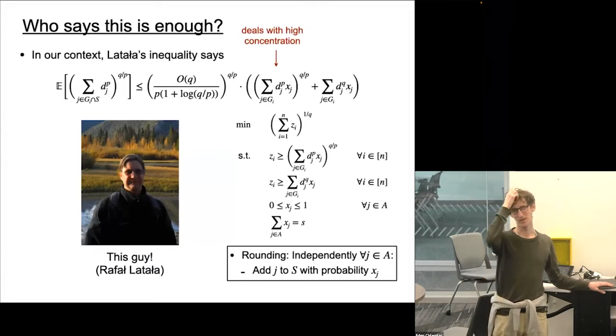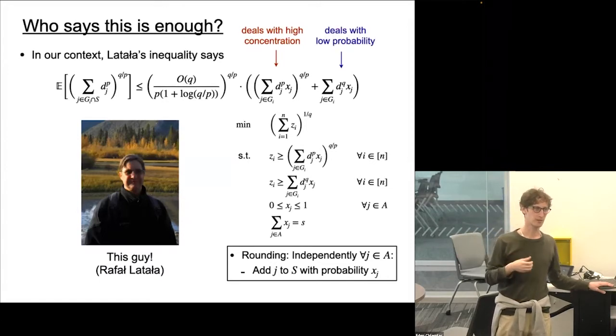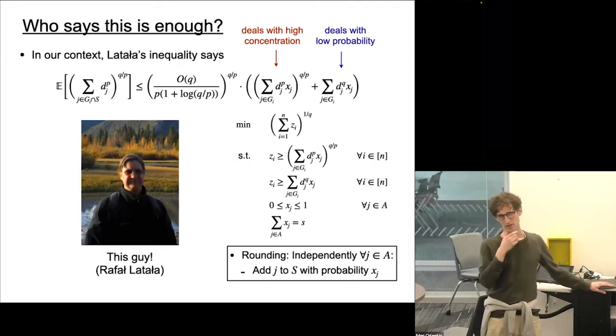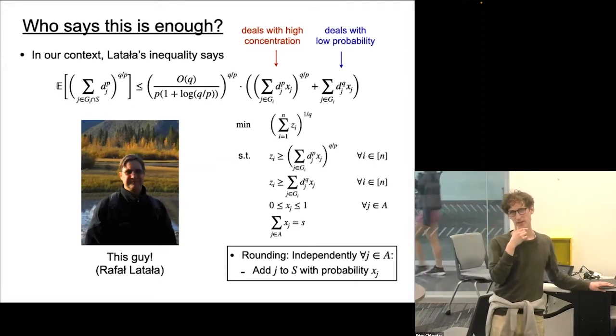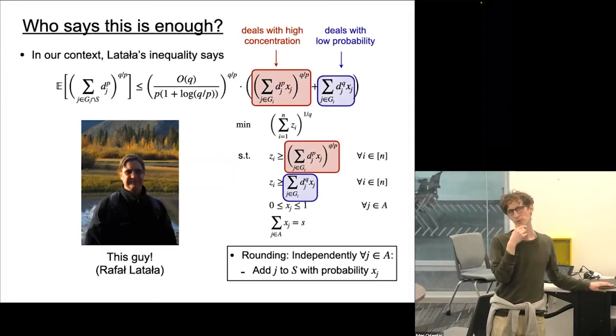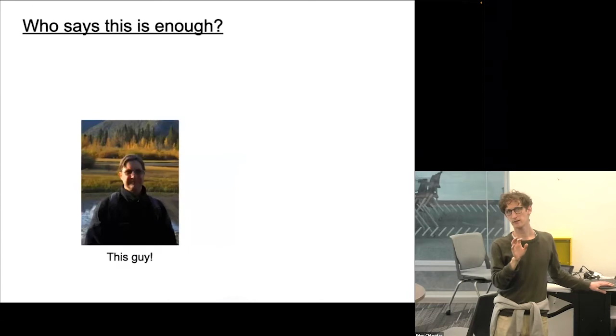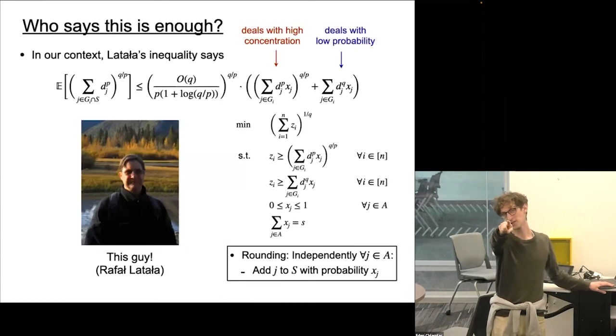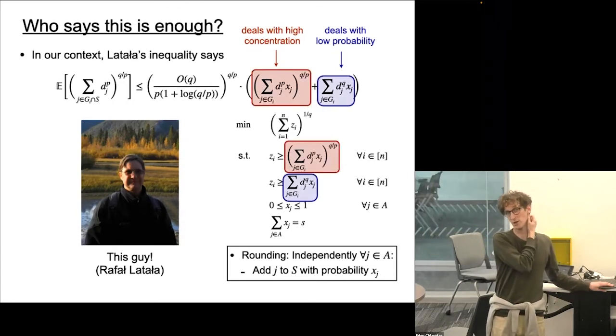So this first part deals with the high concentration groups, and the second part deals with the groups where you have only a very low probability of choosing any point, and both of these are bounded by our constraints. And then the thing on the left, that's before the multiplication, that's exactly our approximation factor. So that gives us the approximation factor.